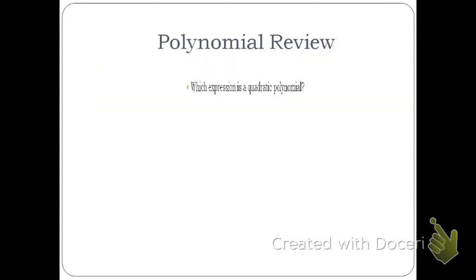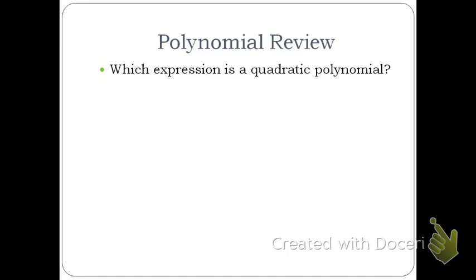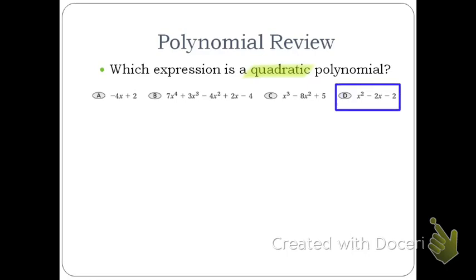Well, for a polynomial, which expression is a quadratic polynomial? Is it A, B, C, or D? And I want you to focus not as much on the word polynomial, but on the part that says quadratic. Which one represents a quadratic? You might guess, and if you were correct, you would guess D. Quadratic means square, like x squared, x to the second power. Tricky.